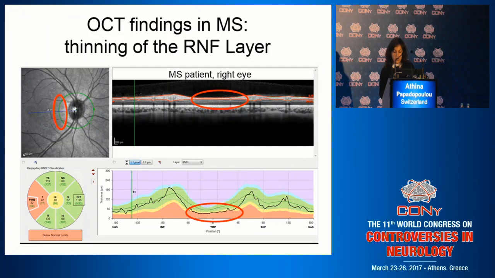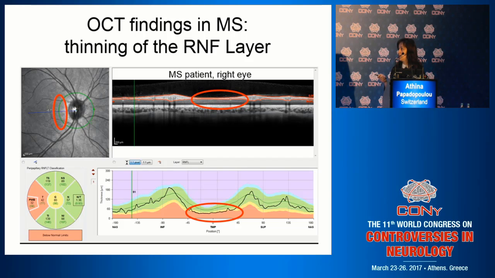So, what are the typical findings regarding these two layers, the ganglion cell layer and the RNFL, in MS patients? If we want to summarize this with one sentence, we can say the typical finding is that they are thinner than in non-MS eyes. So we have loss of ganglion cells, of neurons, and of the nerve fibers, of the axons.